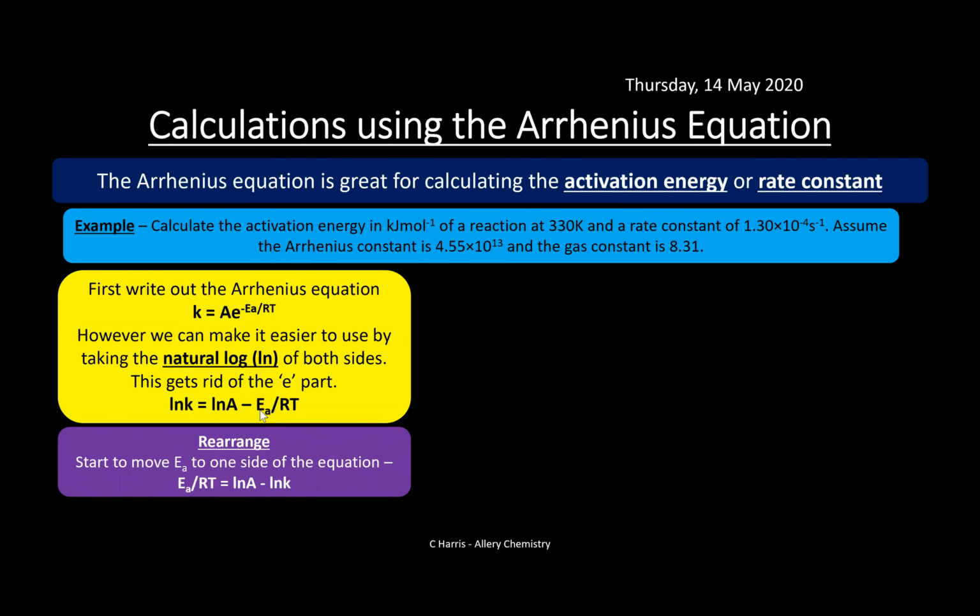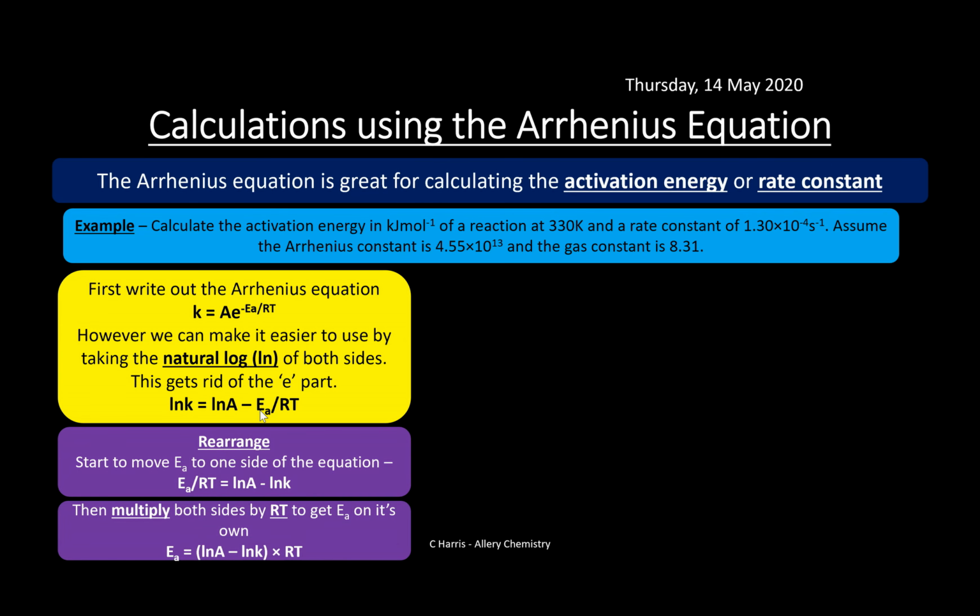Then what we need to do is rearrange this. We need to work out the activation energy, so Ea, so we move that to one side of the equation. So Ea over RT equals ln A minus ln K. We've literally just moved the Ea over RT over to one side. Then to get Ea on its own, we multiply both sides by RT. So this is just rearranging it. You can see we've multiplied the left by RT, so we multiply the right by RT.